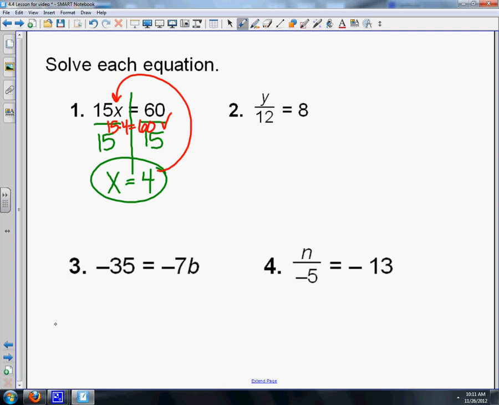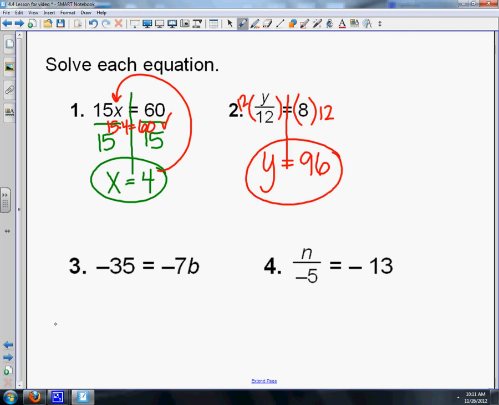Now, something divided by 12 equals 8. So what this means is I need to multiply both sides by 12. So then I get y equals 8 times 12 is 96. So y equals 96. So try that and I put it in. Is 96 divided by 12, does that equal 8? Yes. If I had 96 oranges and I divided it by 12 people, each person would get 8.